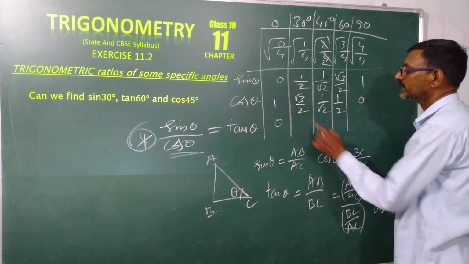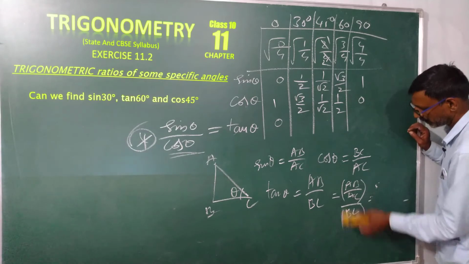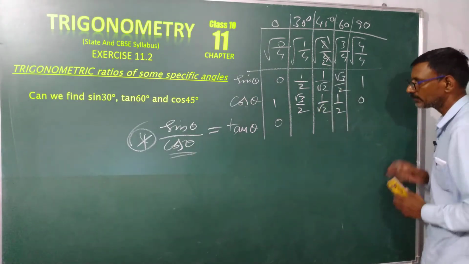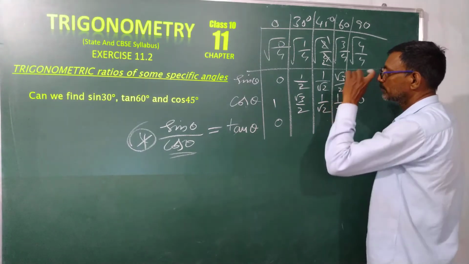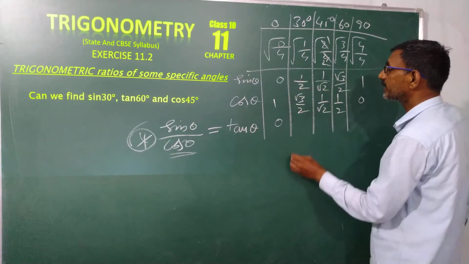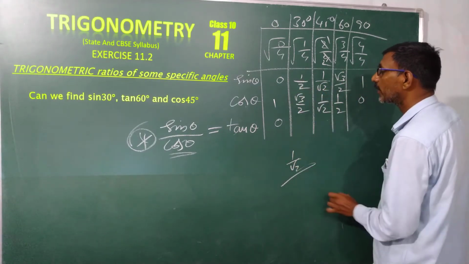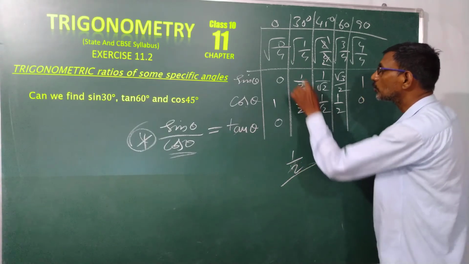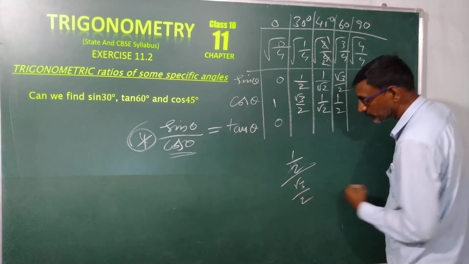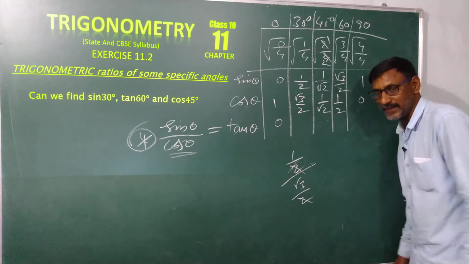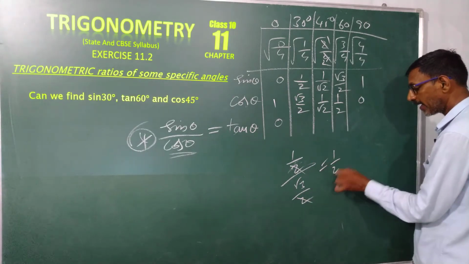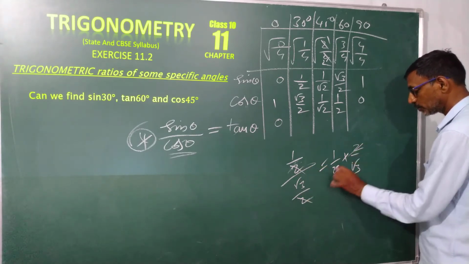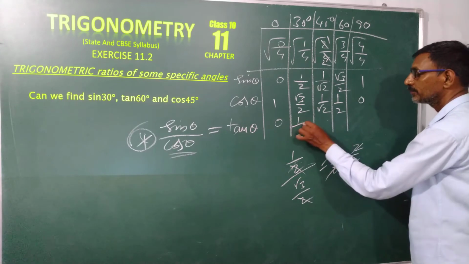This by this, I would like to explain. 1 by root 2 is divided by 1 by 2. 1 by 2 divided with root 3 by 2. 2 gets cancelled. Why? 1 by 2 into its reciprocal multiplied by this, 2 by root 3. 1 by root 3.